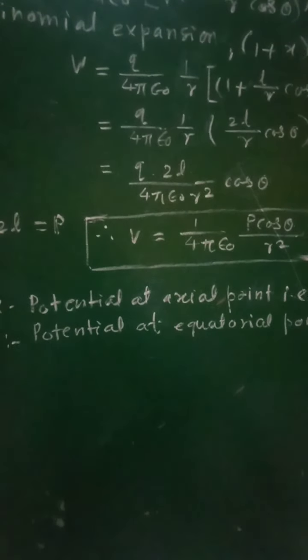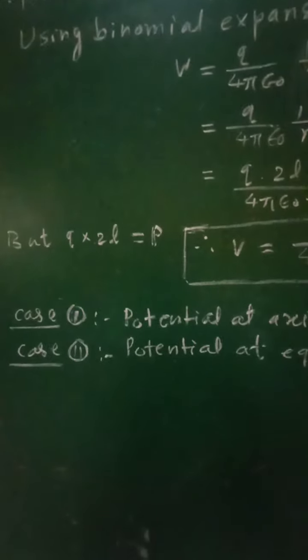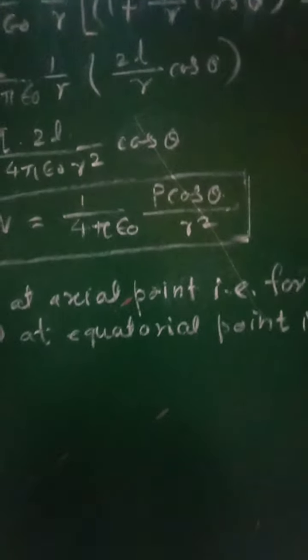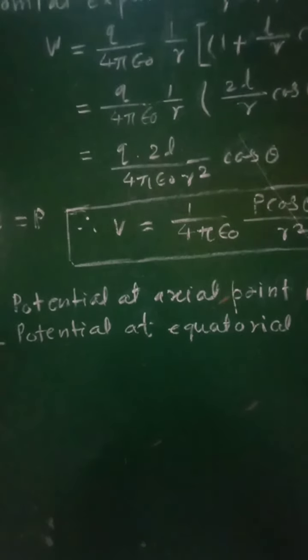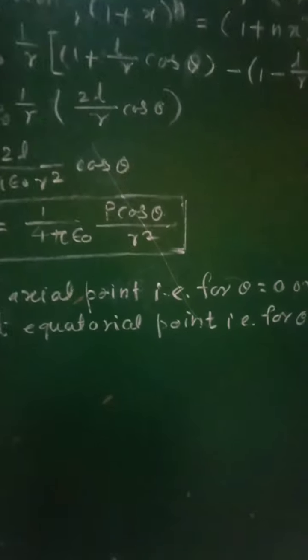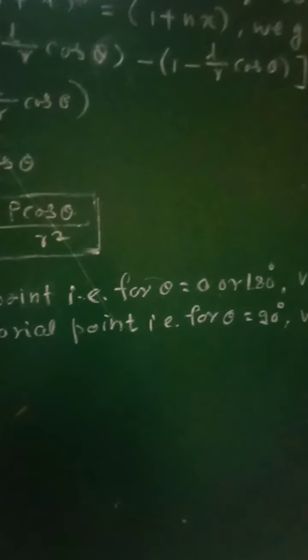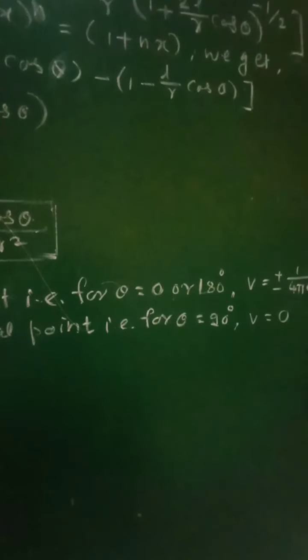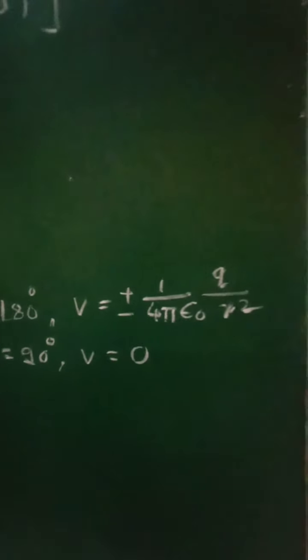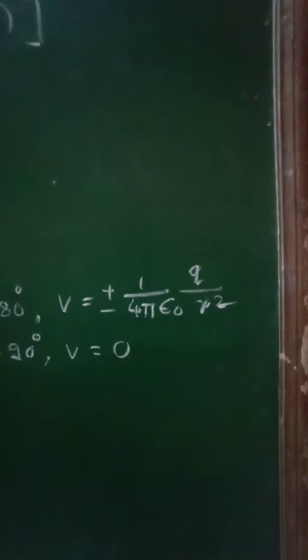Now we have to discuss two different cases regarding this potential. Case 1, the potential at an axial point, that is if that point C lies on the axis of the electric dipole, then theta will be either 0 or 180, and therefore cos theta will be either plus 1 or minus 1, and hence phi will be equal to plus minus 1 upon 4 pi epsilon 0 p by r square.